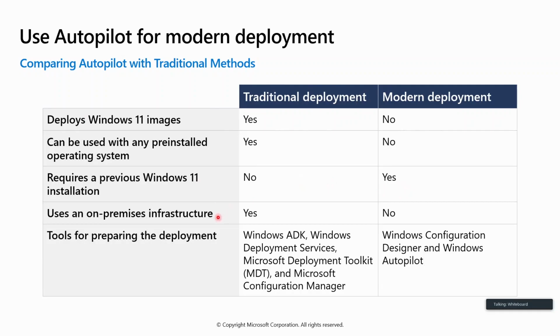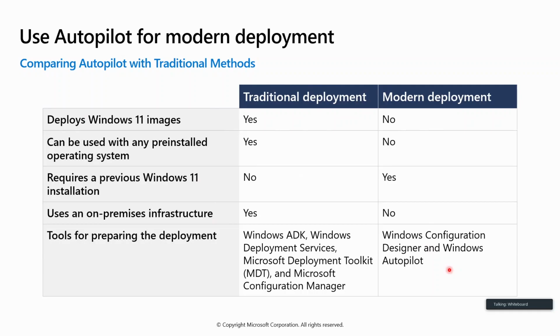It uses on-premises infrastructure. So we know I need on-premises infrastructure for traditional methods, but the beauty with Autopilot is it's all built into the cloud, so we don't need any infrastructure ourselves. Tools we saw yesterday: ADK, MDT or Config Manager. They haven't mentioned WDS there. Whereas over here, Autopilot or our Windows Configuration Designer.